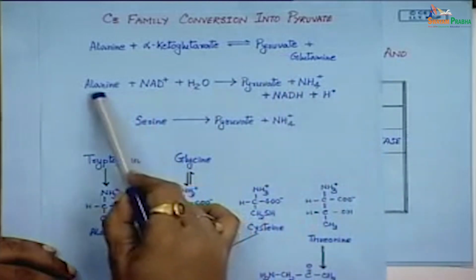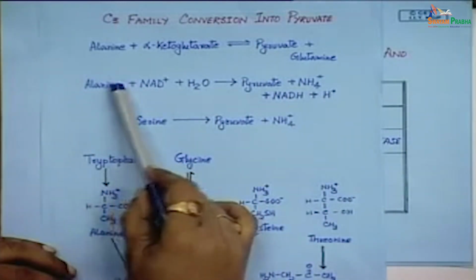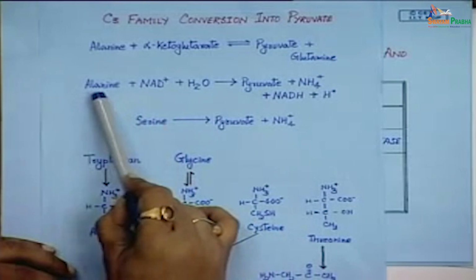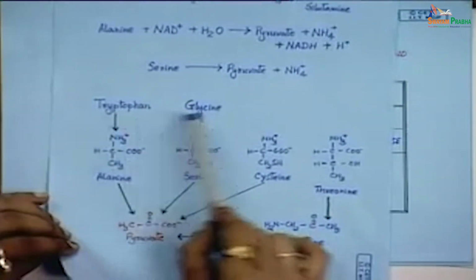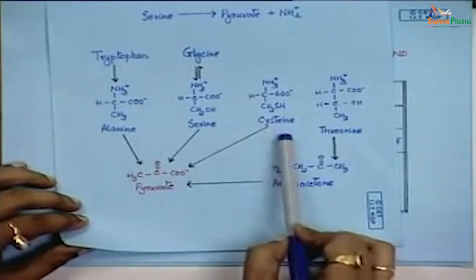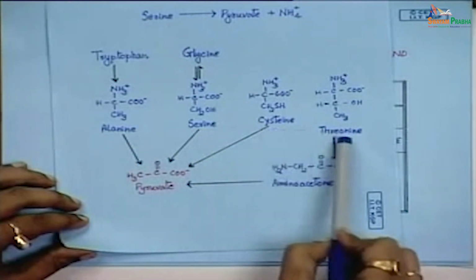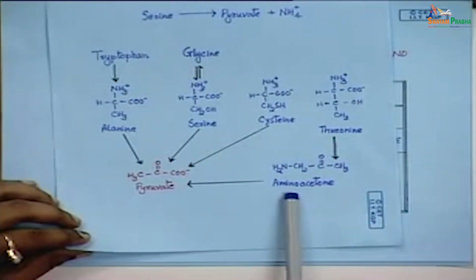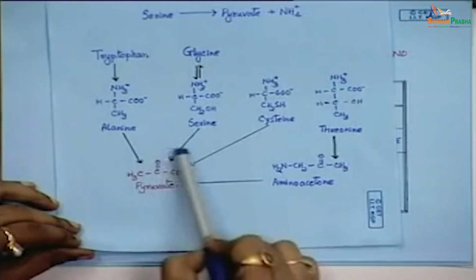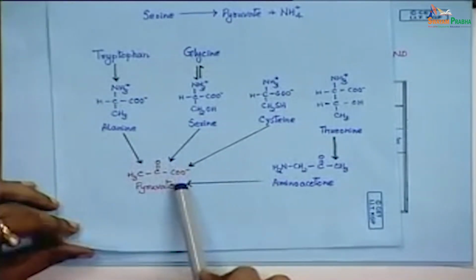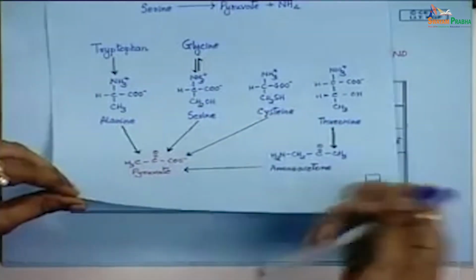Pyruvate can also be produced from different amino acids like alanine, serine, tryptophan, glycine, and ultimately cysteine, threonine and aminoacetone, and ultimately you can see pyruvate is produced. From this pyruvate, once again gluconeogenesis, that is glucose generation, may also take place in the liver cell of the body.